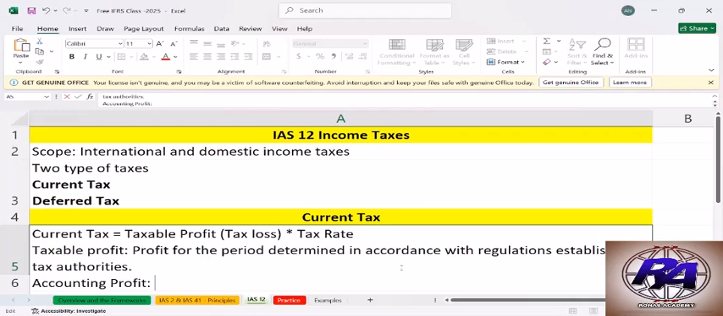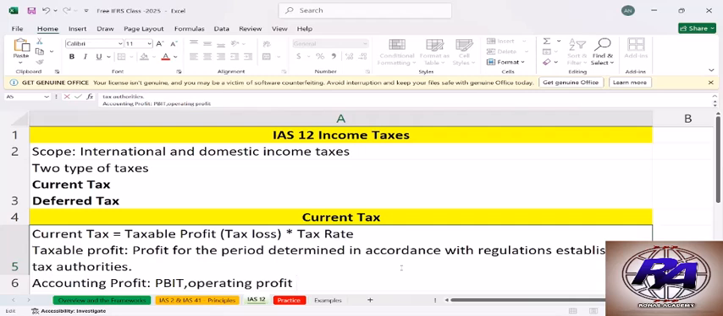In other words, an accounting profit is also known as profit before interest and tax. So accounting profit is also known as operating profits. Okay, so profit before interest and tax, and also known as operating profit. So don't forget the differences between accounting profit and then taxable profit.